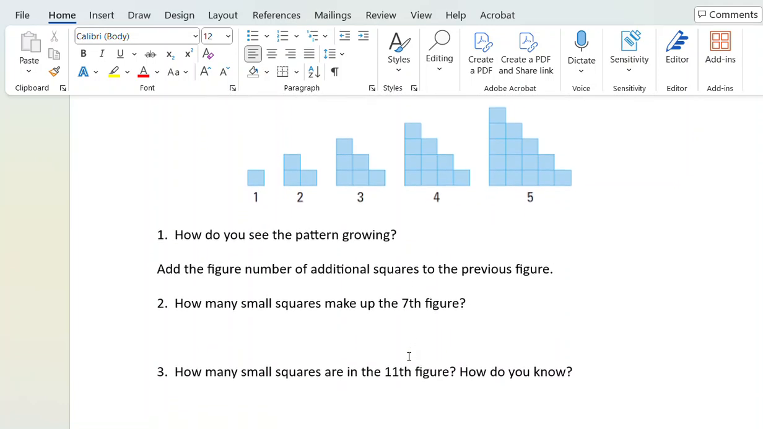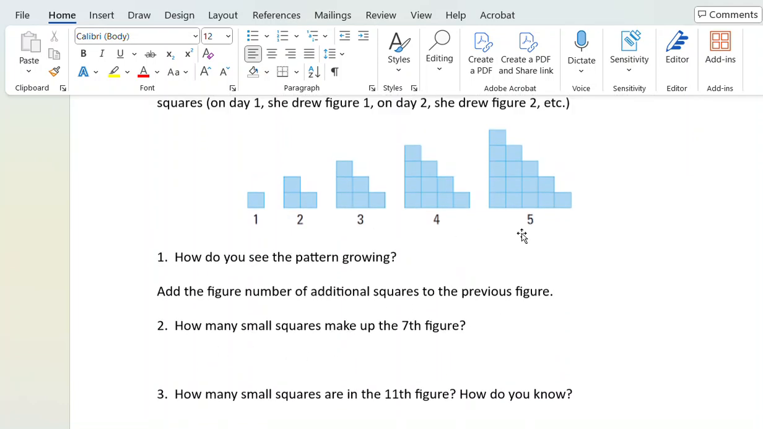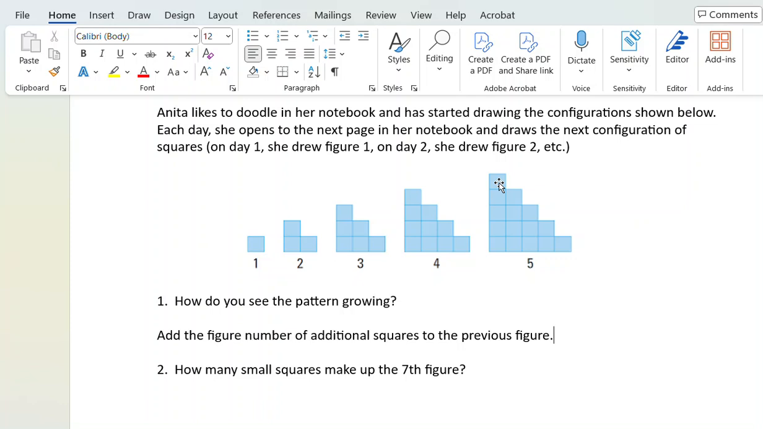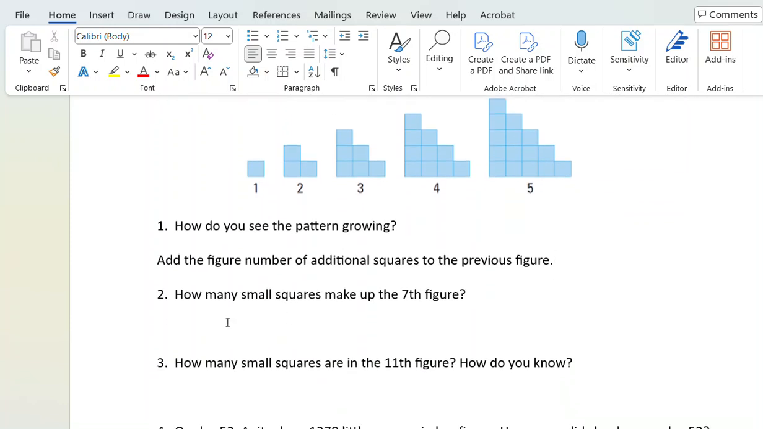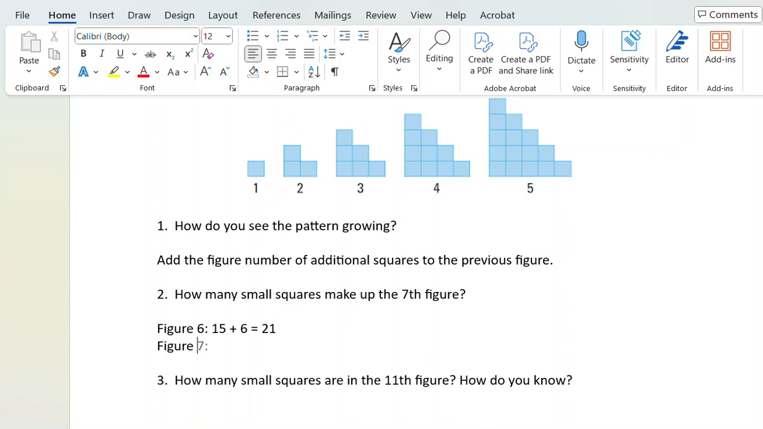How many small squares make up the 7th figure? Well, let's see how many we have in figure 5. I have 1, 2, 3, 4, 5, 6, 7, 8, 9, 10, 11, 12, 13, 14, 15. So 15 squares in figure 5. So figure 6 is going to have 15 squares plus an additional 6. So 21 squares total. Figure 7 is going to have those 21 squares plus an additional 7. So 28 squares total.